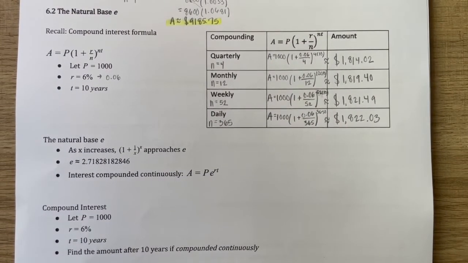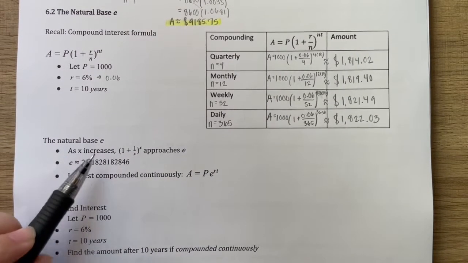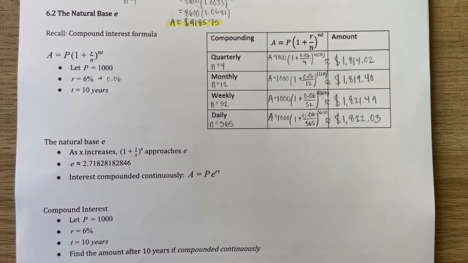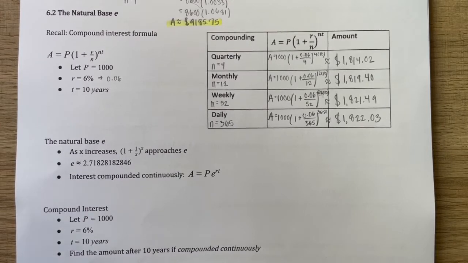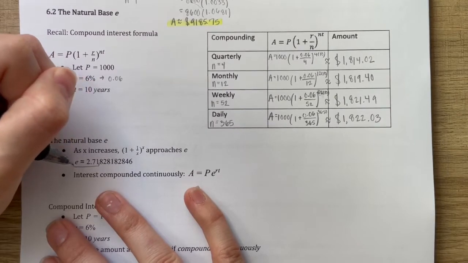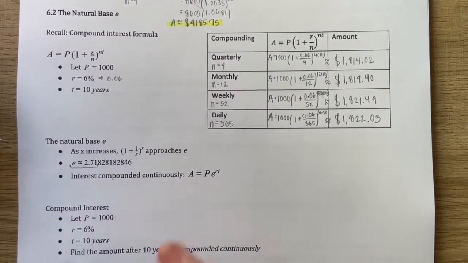Okay, so the natural base E. As x increases, 1 plus 1 over x approaches this number E. And E is kind of like pi, where it's an actual number. It's 2.718, and this is an approximation as well, so it doesn't even end here. It's an irrational number that goes on forever, just like pi. We usually cut it off at 2.71 or sometimes 2.7.